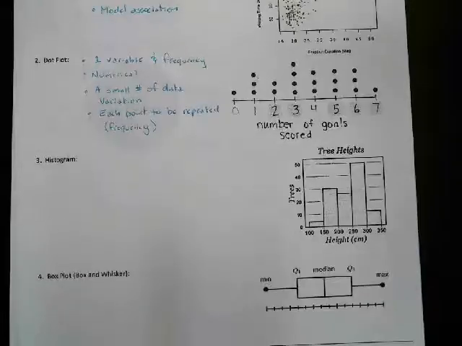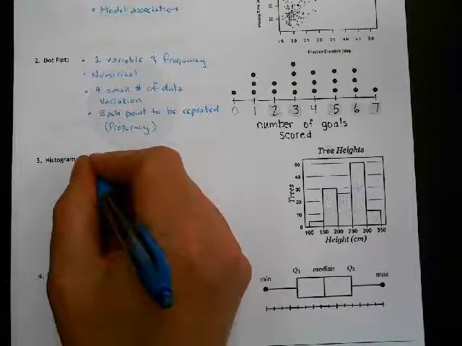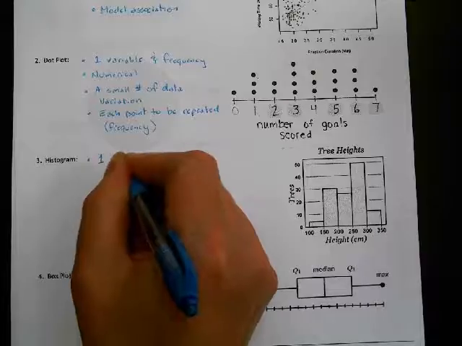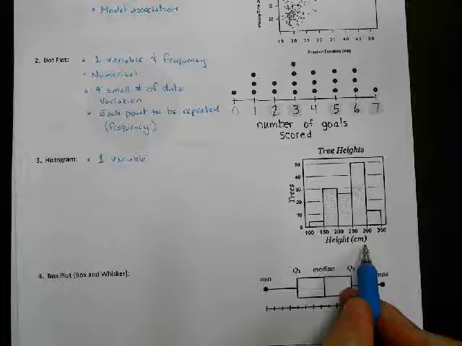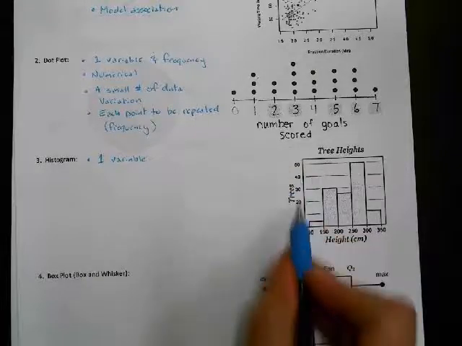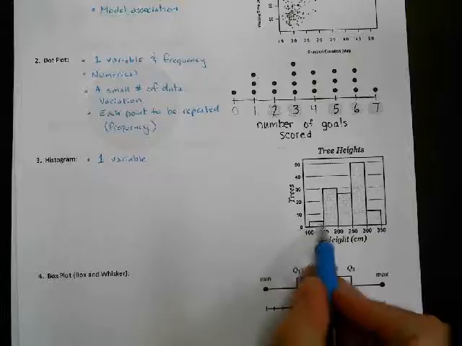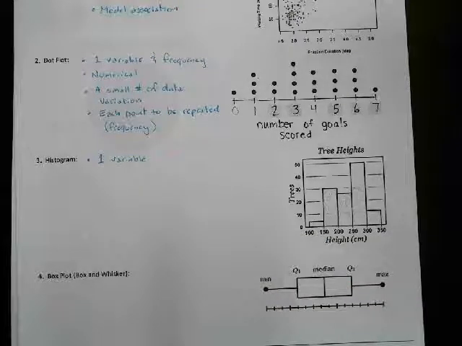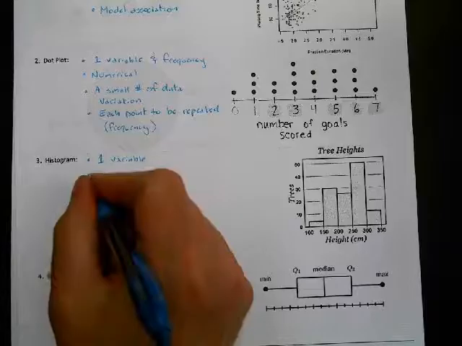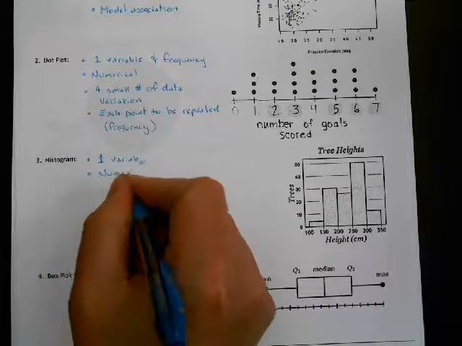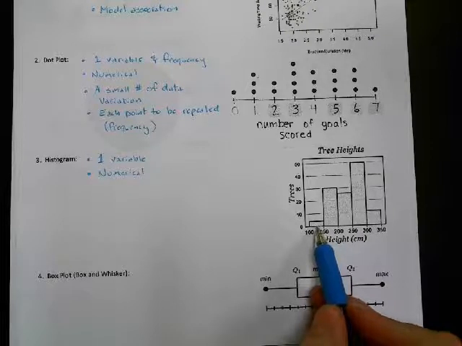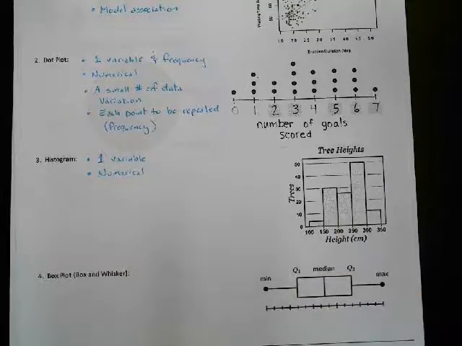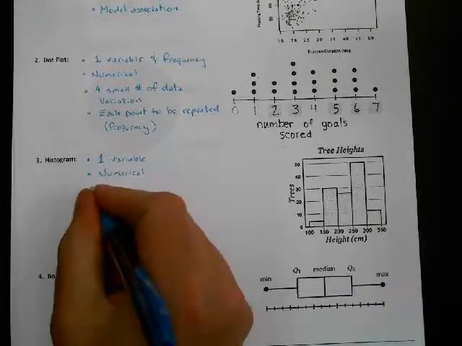Histogram is also one variable. So over here, we've got the height of these trees in centimeters. And then this is not another variable, it's the frequency. So we're looking and seeing how often this occurs. Now with the histogram, oh, it's numerical, sorry. With the histogram, we've got these things called bins. Each of these are bins. And the bins have a range of values that fit in them.